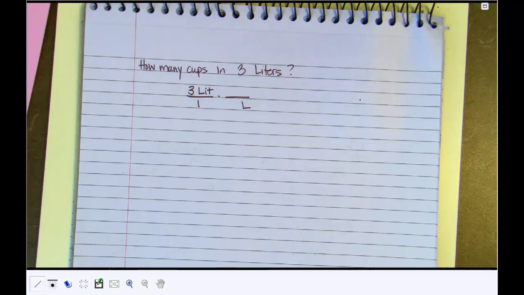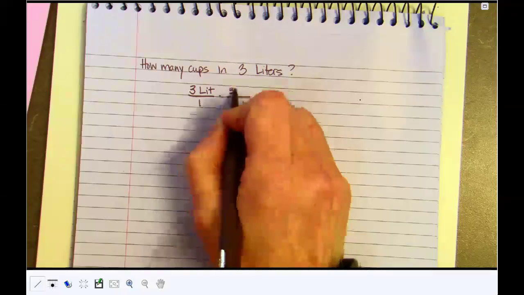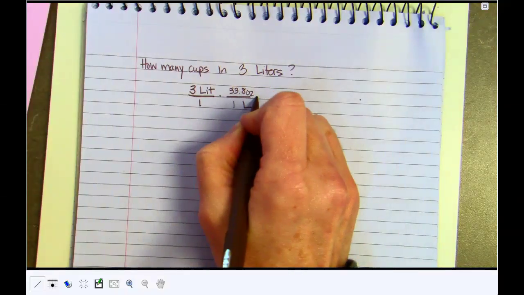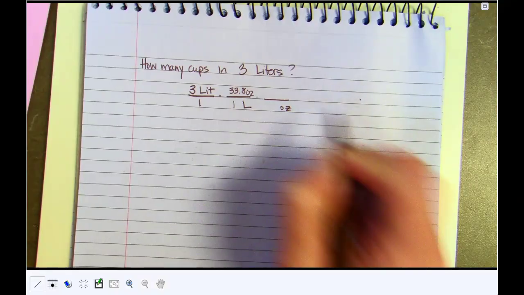What's that poster over there say about liters? There are 33.8 ounces in 1 liter. Okay, 1 liter, 33.8 ounces. Okay, ounces has to be on the bottom.